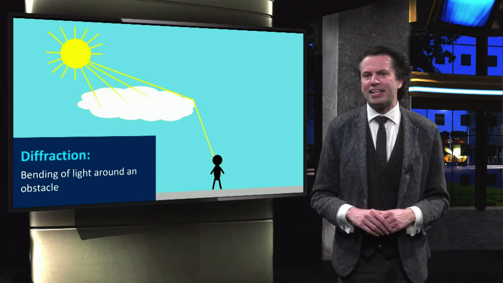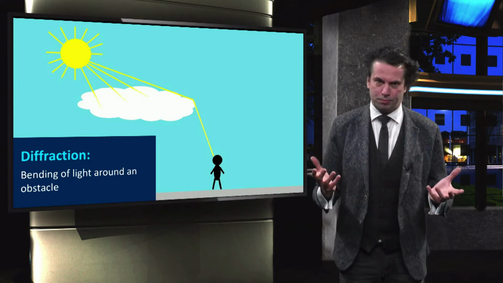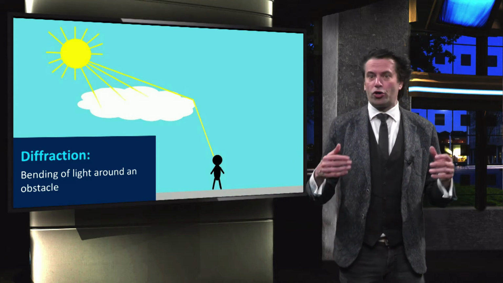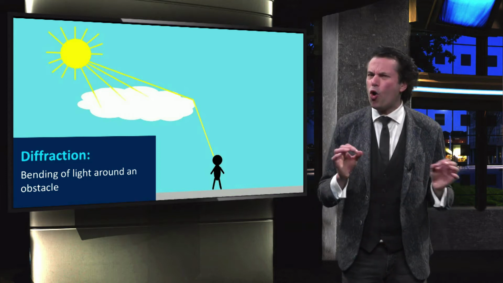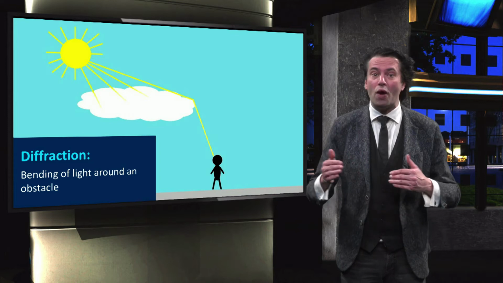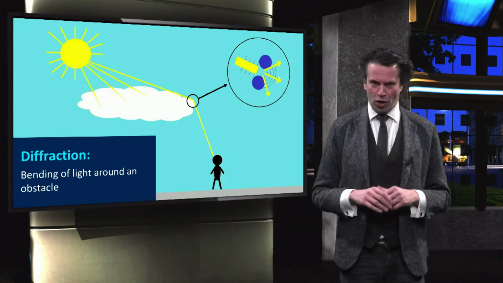Diffraction can be defined as the bending of light around an obstacle. Diffraction can occur when light encounters particles that have a size of the same order of magnitude as the wavelength of the light. A cloud consists of many water particles.